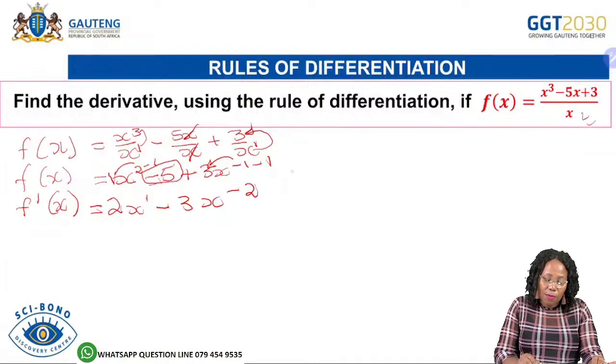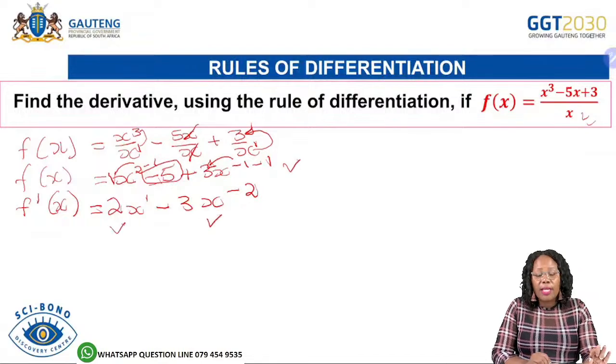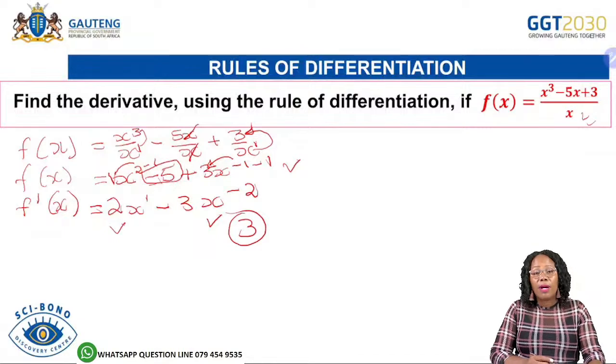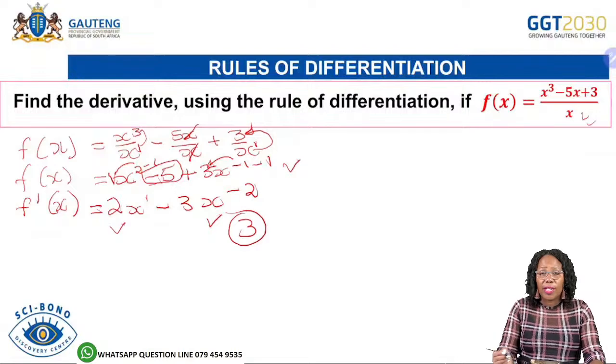So the first mark will be for simplifying, the second mark for deriving correctly, and the third for the correctly derived value there. And then this will be equal to 3 marks in all. I hope all of us managed to get those 3 marks.